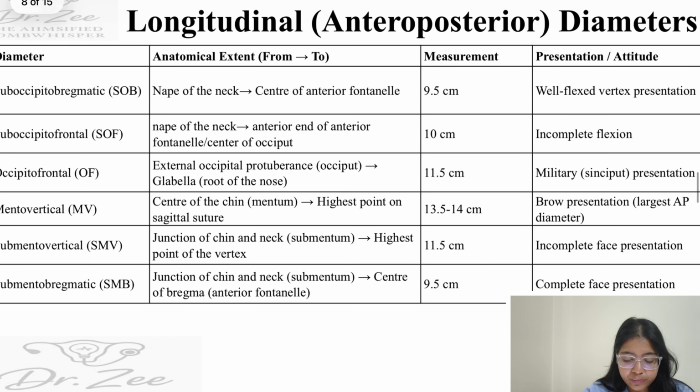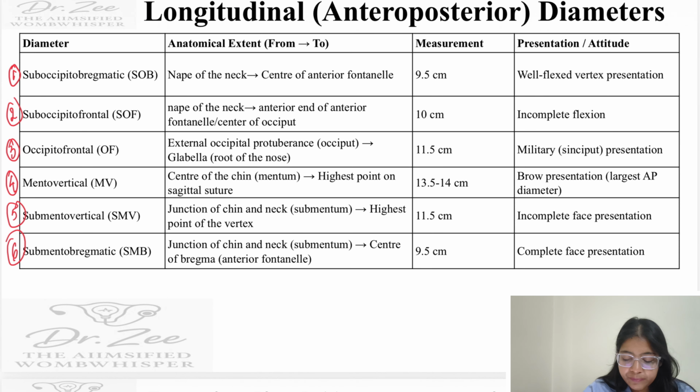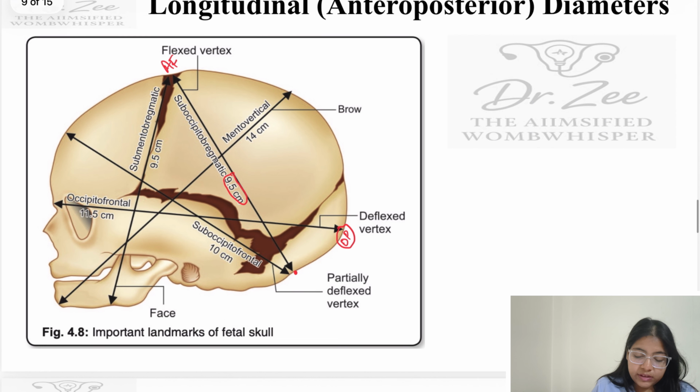Okay, so here you can see the suboccipitobregmatic diameter is 9.5 centimeter, and it extends from the nape of the neck to the center of the anterior fontanelle, and it is the diameter of presentation in a well flexed fetal head in vertex presentation. Okay. Now suboccipitofrontal, from the nape of the neck to the anterior end of the fontanelle. So just see, here it is the center of the fontanelle, and here it is the anterior end of the fontanelle. So just try to appreciate.